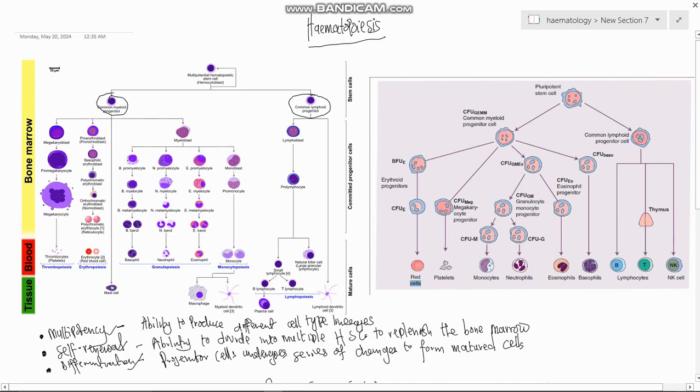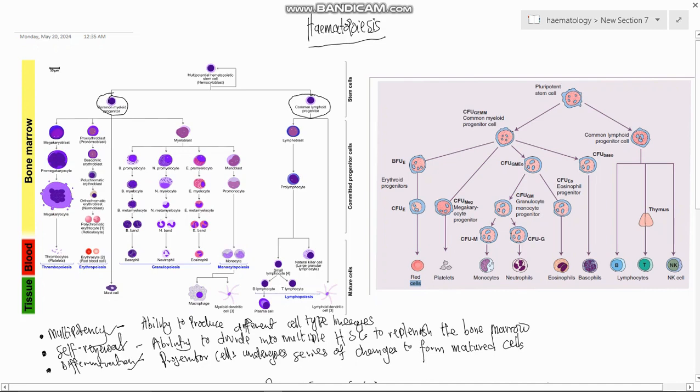Okay, so this is actually what the hematopoietic stem cell does. First of all, it's multipotent. It has the ability to produce different cell type lineages, and from here we can tell that the cell type lineages that we have here are the common lymphoid progenitor and the common myeloid progenitor. So the myeloid progenitor and the lymphoid progenitor also have the same multipotency and differentiating ability.